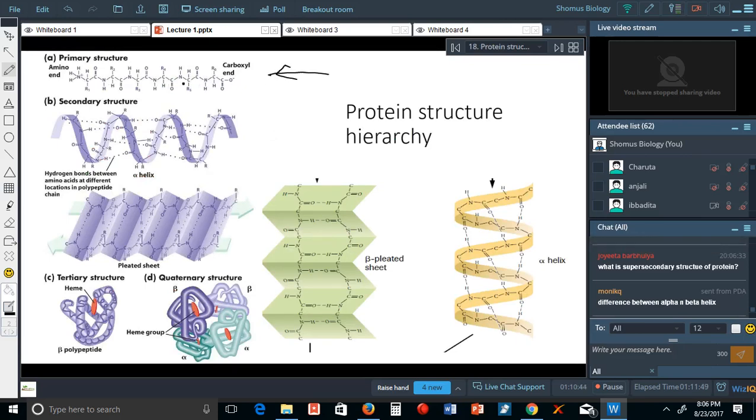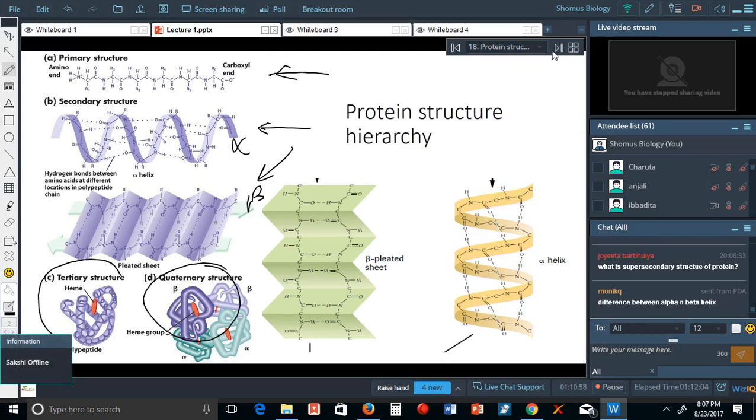If we look at the protein structure hierarchy here, this is the primary structure, amino acid chains linked with peptide bonds. Secondary structures, alpha helix and beta sheet, then the tertiary structure, then quaternary structure, multiple tertiary structures linked with one another. Now in all this, the two most important are the secondary structures, alpha helix and beta sheet. They will fold and interact with themselves to form complex three-dimensional structures of the protein.